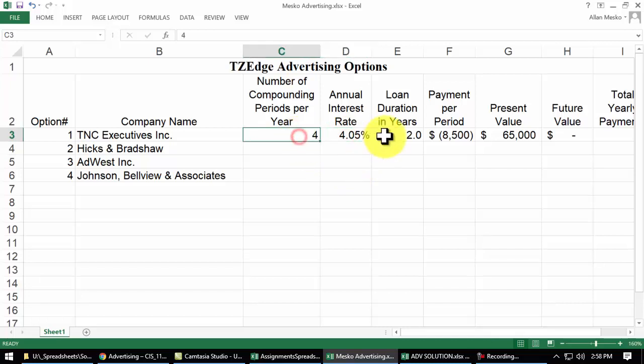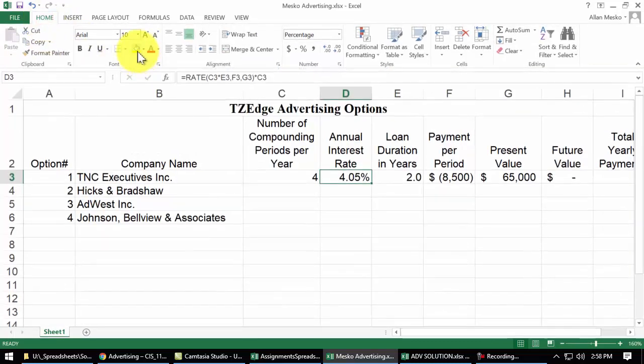Notice that every one of these things was given to us in the problem. This was our only formula. So I'm going to go ahead and highlight that in yellow just so we know that's where the formula is.